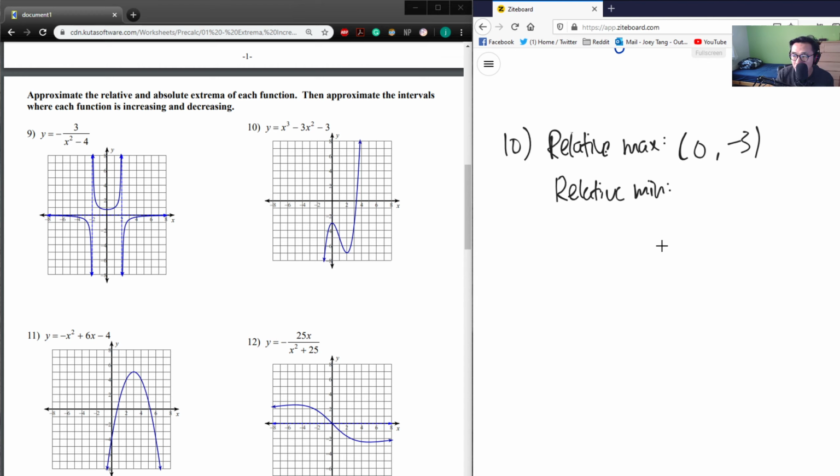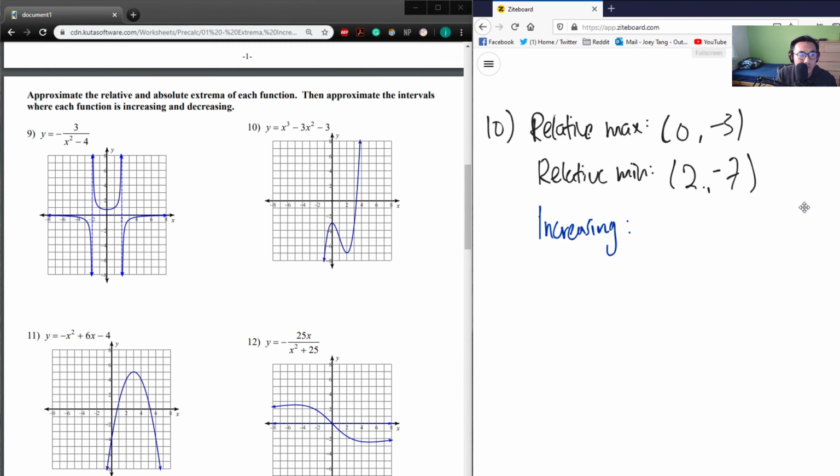Do I have a relative minimum? I do, right? I do have a relative minimum. This is a period of decreasing and then a period of increasing right after. In this case, this is 2, -7. So this is 2 and -7. And let's do my intervals of increasing and decreasing. So this is increasing and decreasing. Actually, I won't do decreasing for now, but let's do increasing. I don't want to run out of space here.